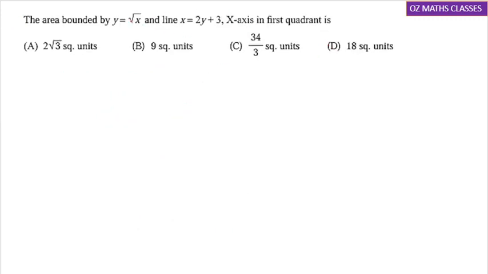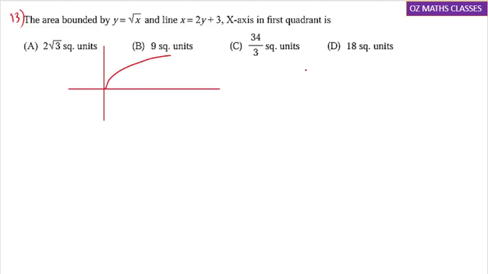Again here, area, question number 13. Area bounded by the curve y equal to root x and the line x axis in the first quadrant. Let us draw the rough sketch. Y equal to root x means only the upper part will become y equal to root x, and then x equal to 2y plus 3.